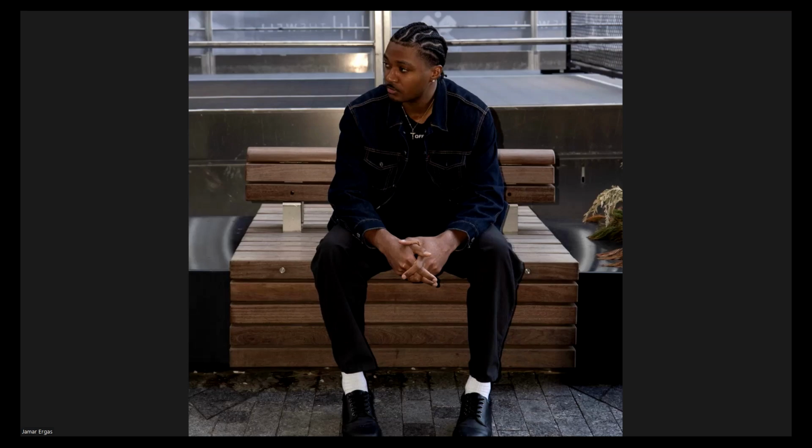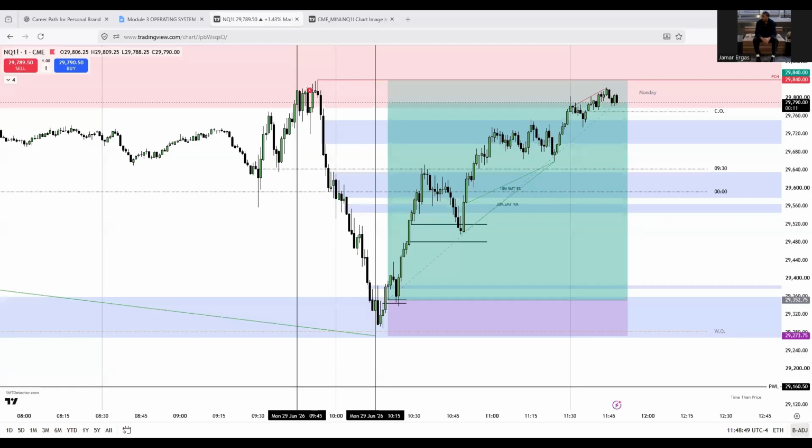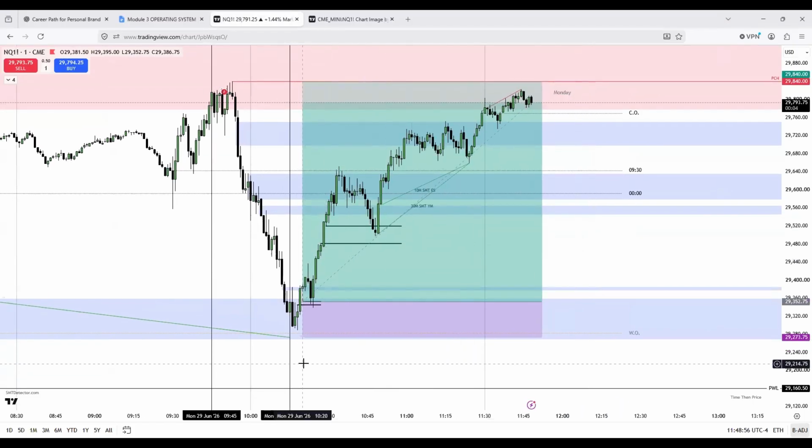Here with a quick trade breakdown as to why I took this trade setup in the AM. We didn't manage to catch it on Zoom, because the SMR literally formed right at the macro end, right?